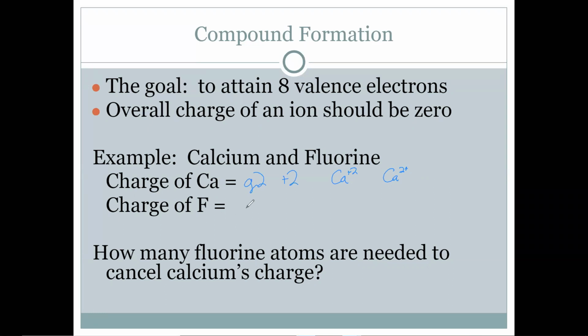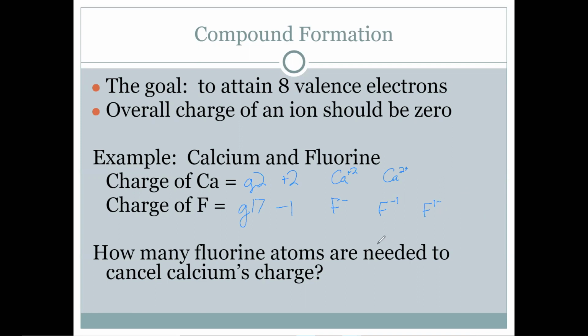Fluorine is in group 17. It has a charge of -1 when it ionizes. So you would abbreviate that F-, or if you wanted to, you could even do F-1 or F1-. Again, it does not matter to me which form of that you use. Either way is fine, okay?